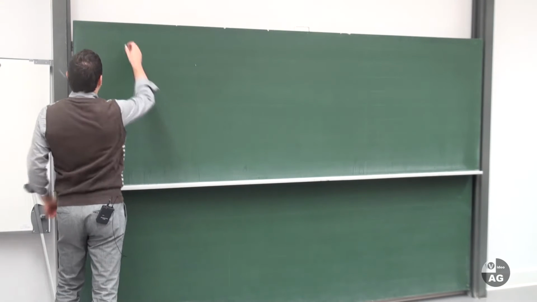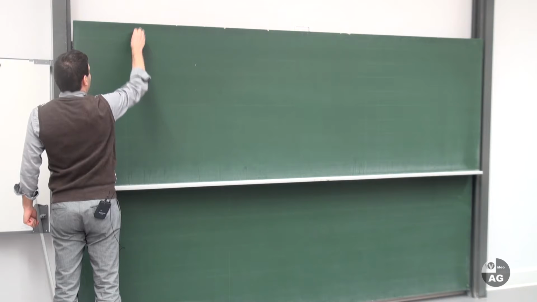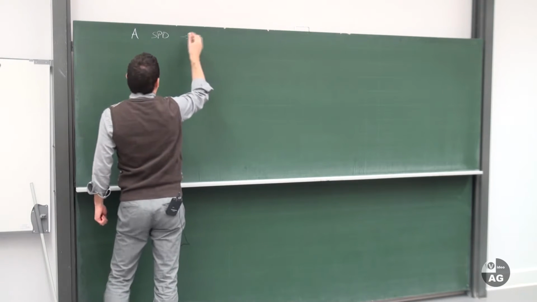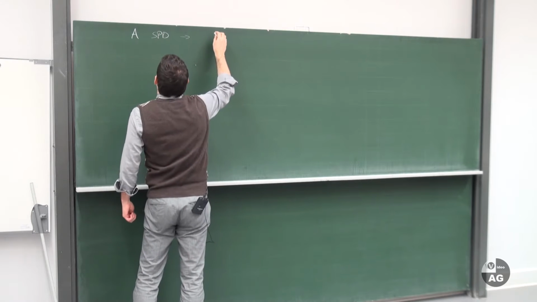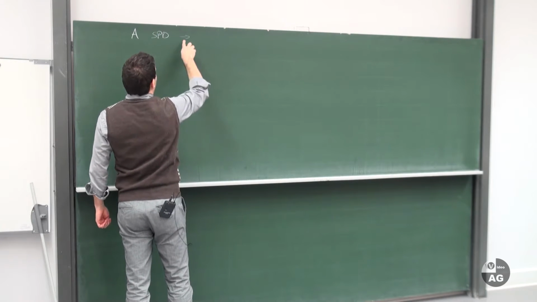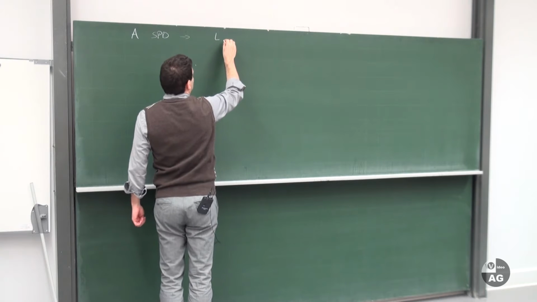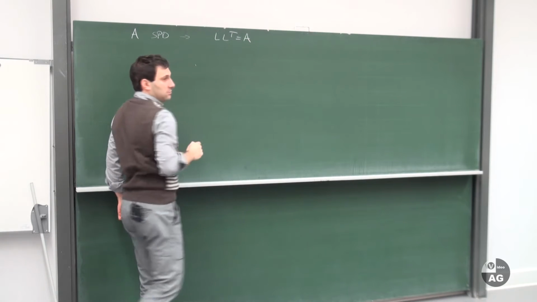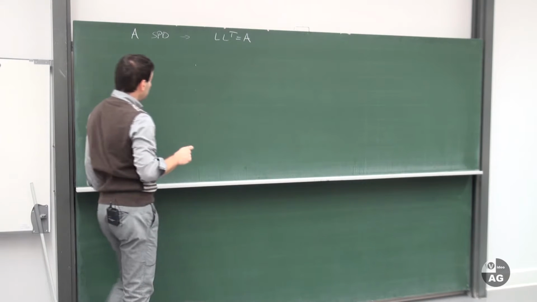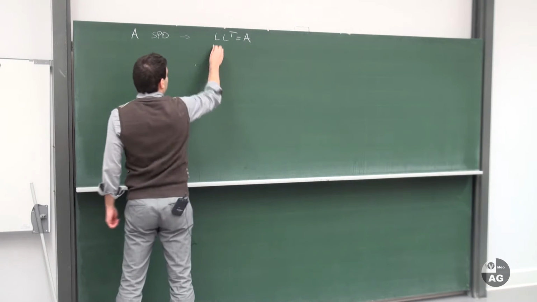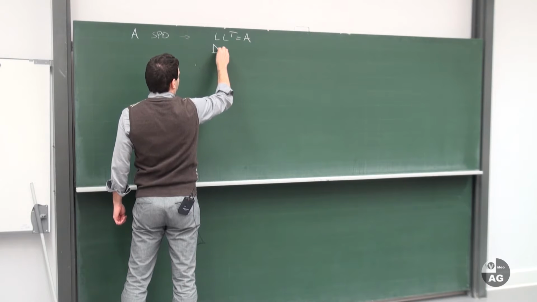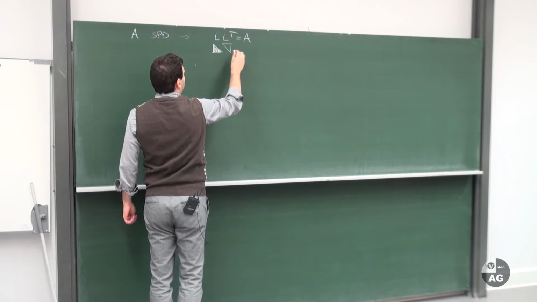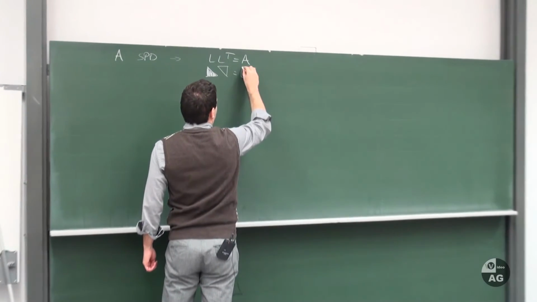Last time we were talking about matrix A, which is SPD, which means symmetric positive definite. From here we wanted to compute a matrix L such that L times L transpose equals A. This is called the Cholesky factorization, and L is lower triangular. And A is symmetric.